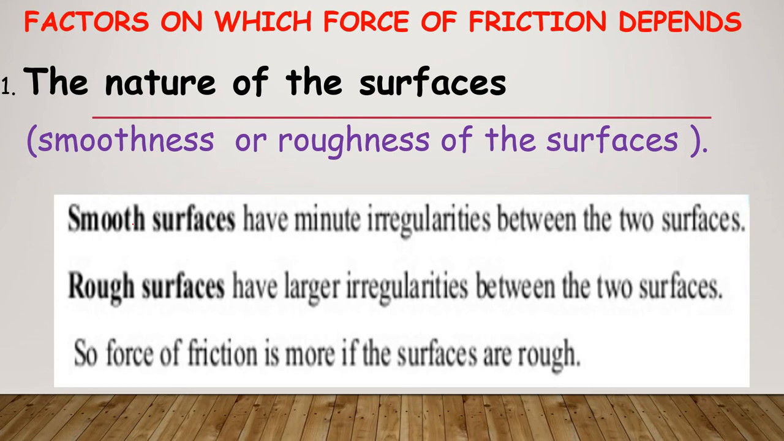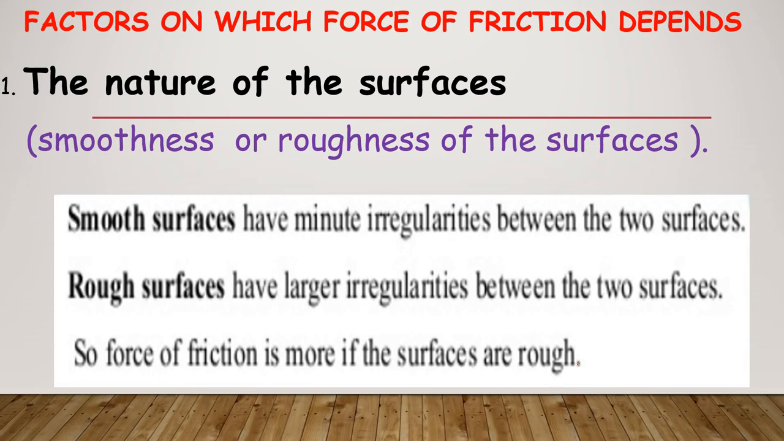If the surface is smooth, the number of irregularities will be less, so interlocking will be less, so the frictional force will be less. If the surface is rough, the number of irregularities is more, so the interlocking will be stronger, and hence the frictional force will be more. So the first factor on which the force of friction depends is the nature of the surface, that is, the smoothness or roughness of the surface. Smooth surfaces have minute irregularities between the two surfaces. Rough surfaces have larger irregularities. So force of friction is more if the surfaces are rough.